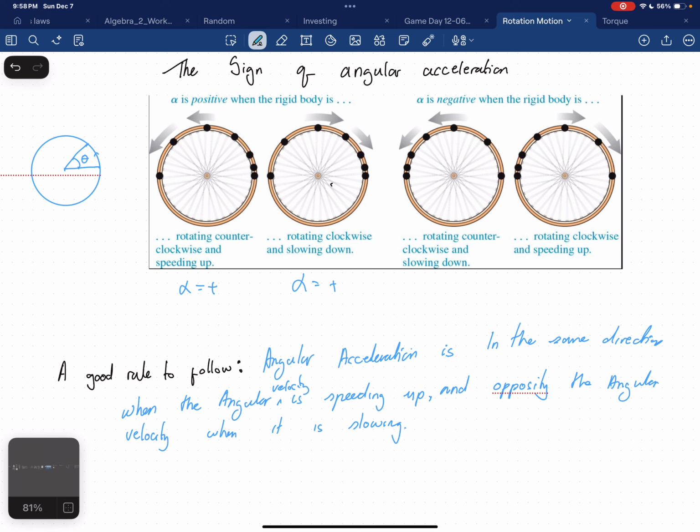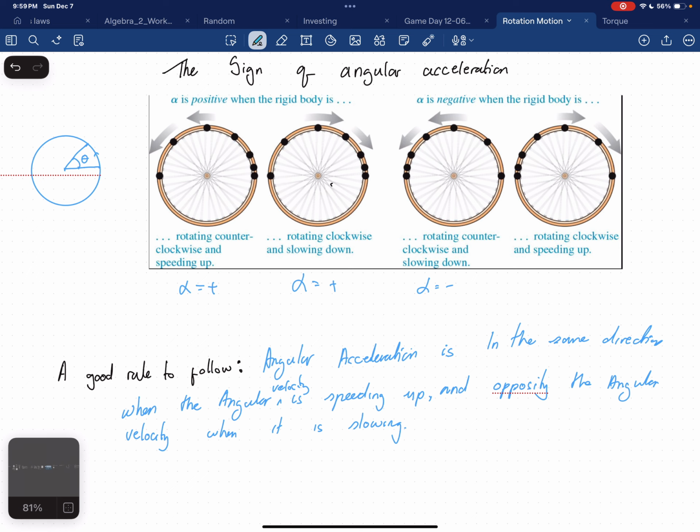Well, because at first I'm rotating counterclockwise, right? So I'm going in a positive direction, but I'm slowing down. So I'm losing positive values, essentially. I'm going towards negative values. So my change is negative. So my change in velocity is negative. So this is going to be negative. And then I can rotate clockwise.